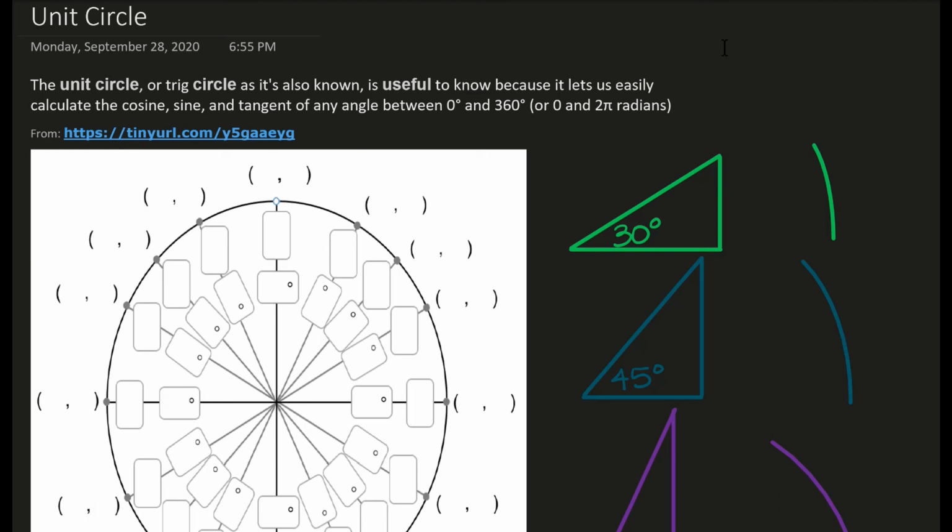Hey everybody! So in this video, we are going to be talking about the unit circle. So here's a basic little blurb from Google. The unit circle, or trig circle, as it's also known, is useful to know because it lets us easily calculate the cosine, sine, and tangent of any angle between 0 and 360, or 0 and 2 pi radians.